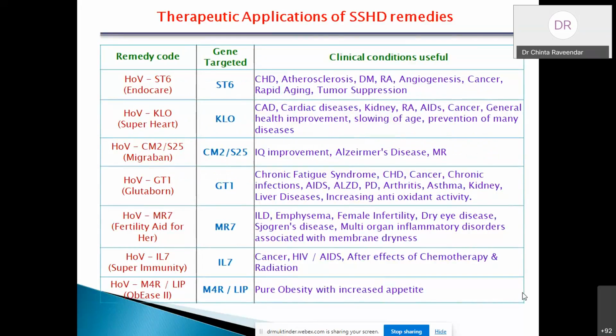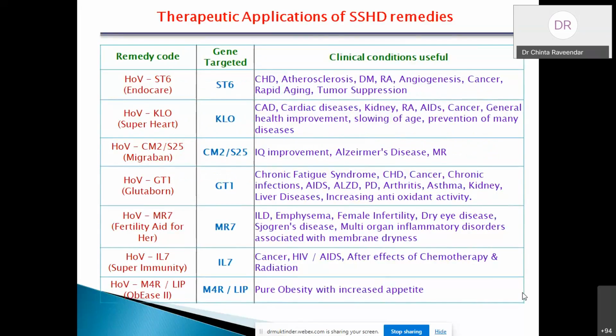These are some of the different genes which we are correlating, which are going to have a lot of clinical applications. There are some 46 genes which are already patented. They are already available on the net. You can go through and read their Materia Medica, and if you want, you can make use of them also.